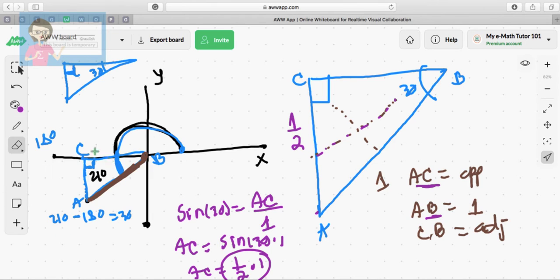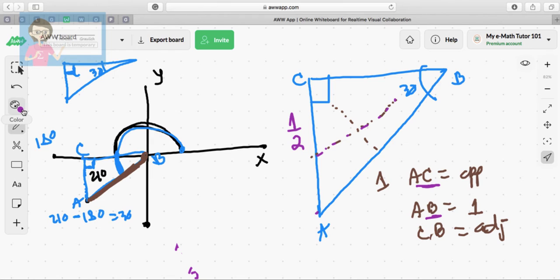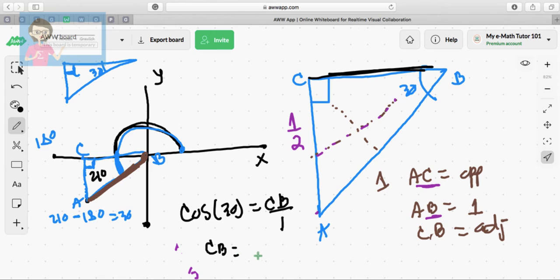If I do the same thing with the cosine like we did before, notice that these triangles are always going to be the same, 30, 45, 60. And then the cosine of 30 is the adjacent, which in this case is CB over 1. So CB is equal to cosine of 30, and cosine of 30 is square root of 3 over 2. And now I can finally say, okay, AB is equal to 1, CB is square root of 3 over 2, and CA is 1/2.